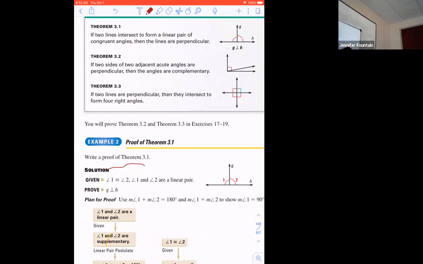90 degrees, and if they are perpendicular, if 2 sides of 2 adjacent acute angles are perpendicular, then the angles are complementary. Complementary means what? 90 degrees, add together to make 90 degrees. So do you see in that one theorem, we've had adjacent, acute, and complementary. These are 3 new vocab words that we're having to put together in one.